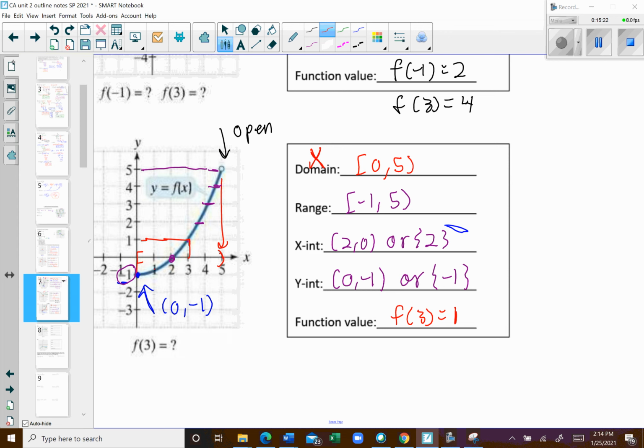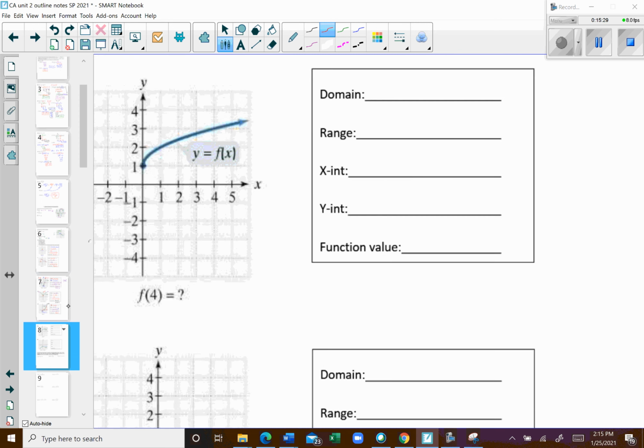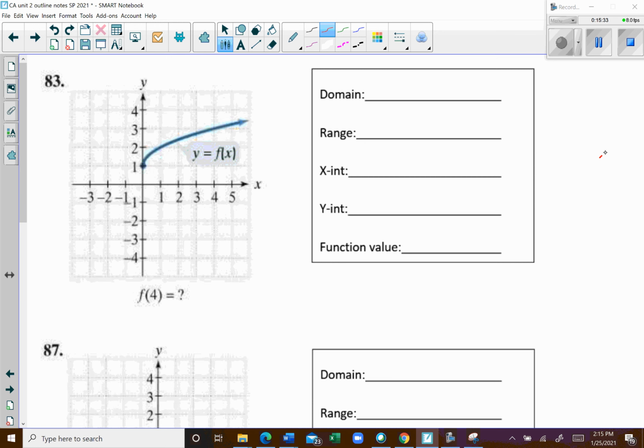All right, I think I just got 2 more of these, and then we'll see what we have next after that. Okay, so back to domain. Remember, domain's just our x values. So our x value looks like we're starting at 0 right here, and then this thing just is going to go on indefinitely to the right. So that's going to be infinity. So our domain is going to be from 0 to infinity.